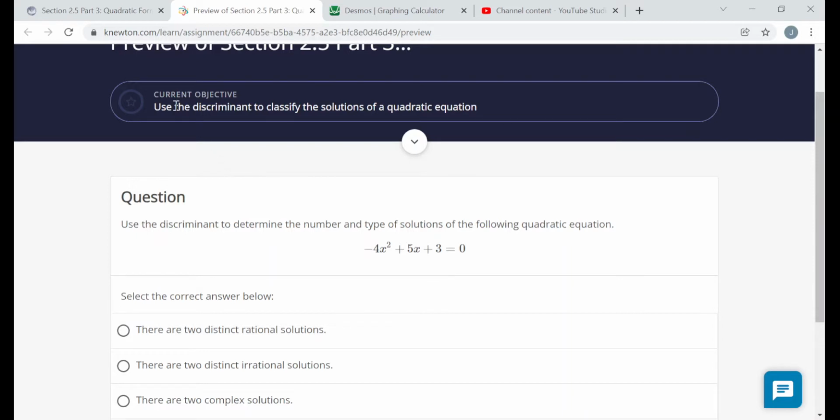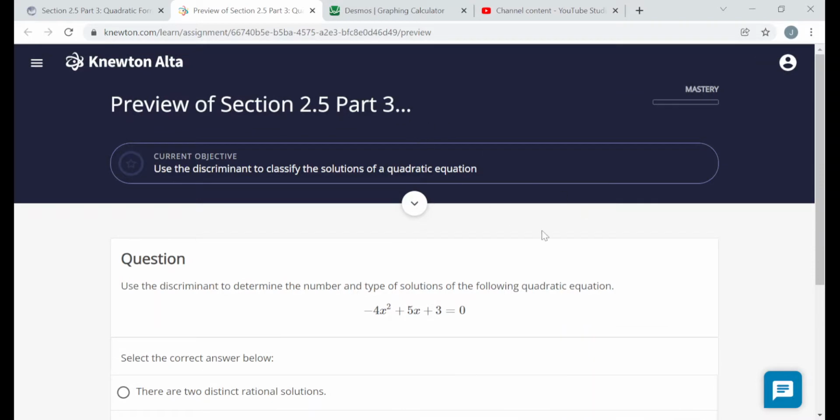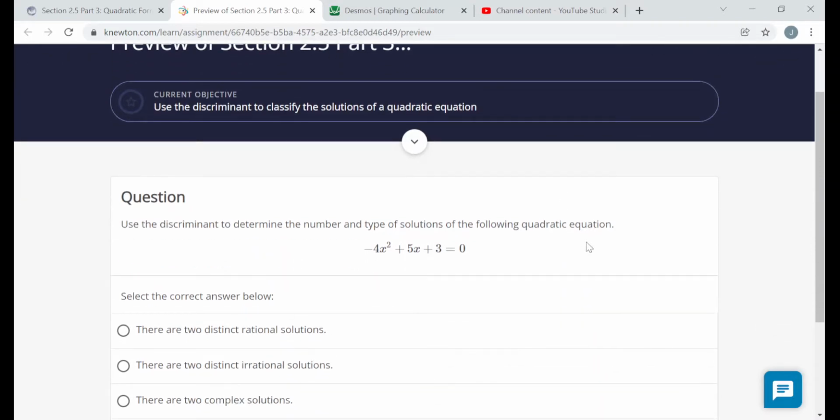Alright, so this first question is on the objective: use the discriminant to classify the solutions of a quadratic equation. Alright, so first I want to talk about, again, the title of the assignment here is the quadratic formula. And within the quadratic formula is this thing they're mentioning here called the discriminant of a quadratic equation. So I want to get into all that first.